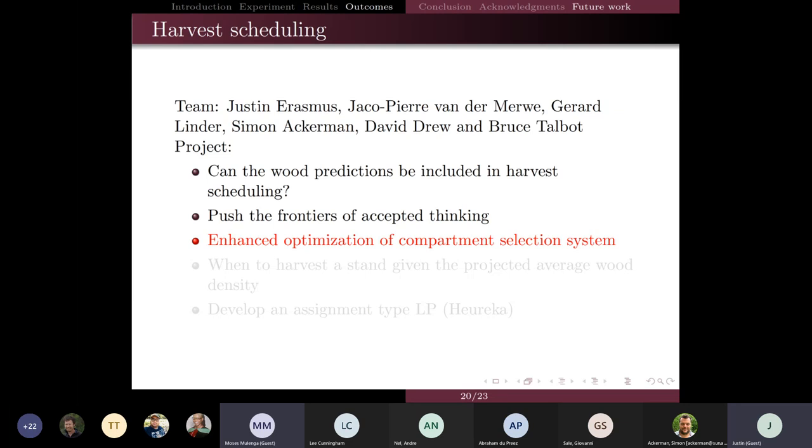And the idea is to assess when we can harvest a given stand, given the average wood density. Can we include these profiles in scheduling a harvest of a stand optimally? One thing we were looking at was developing an assignment type of linear programming model where we can include all these factors, even logistics at some stage, machine productivity and a whole host of factors. Can we include these profiles of wood density and then find an optimal time when we can harvest the given stand, given these profiles? And one thing we were looking at was using the system Eureka.